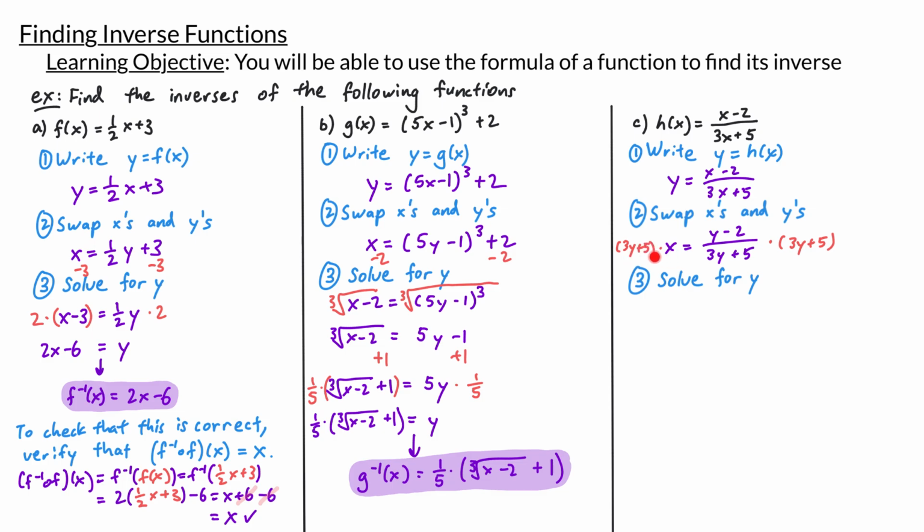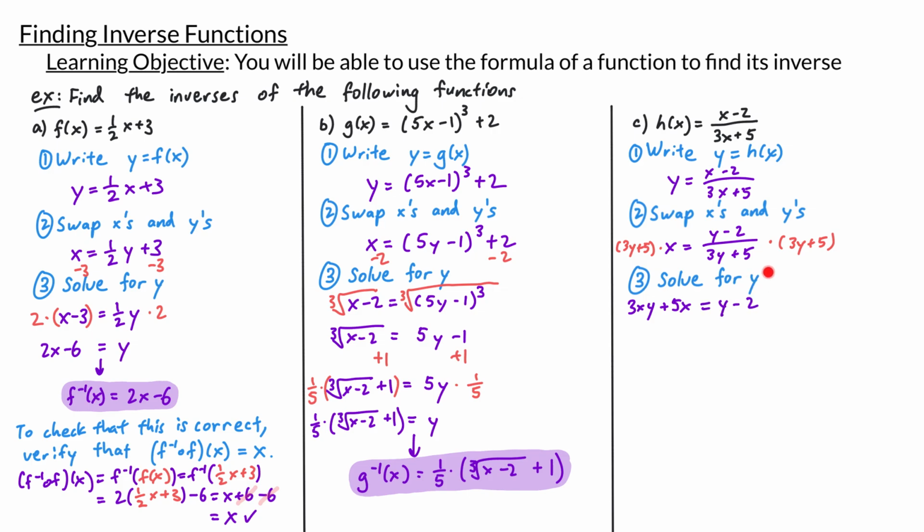Now, on the left-hand side here, if we take the x and we distribute it inside the parentheses, that's going to give us 3xy for the first term, and then plus 5x for the second term. And on the right-hand side here, the 3y plus 5 is going to cancel out with the 3y plus 5 in the denominator, leaving us with just the numerator y minus 2.